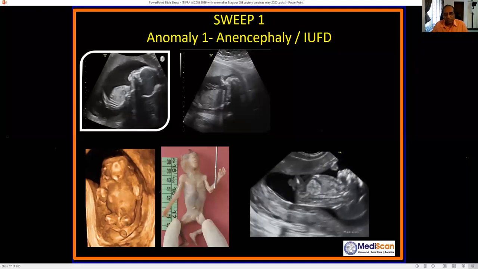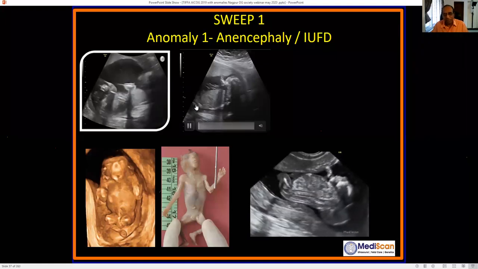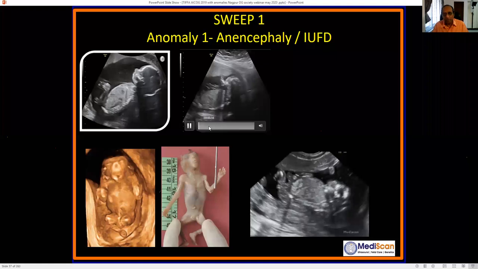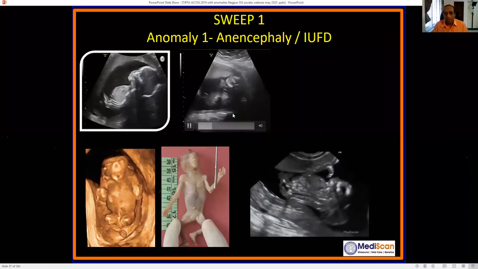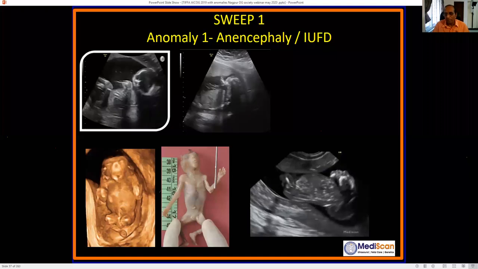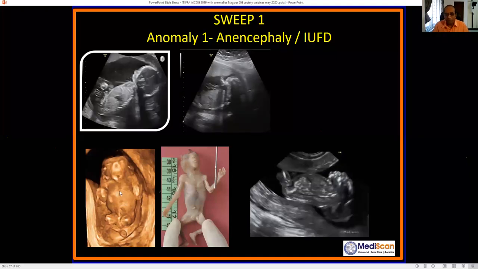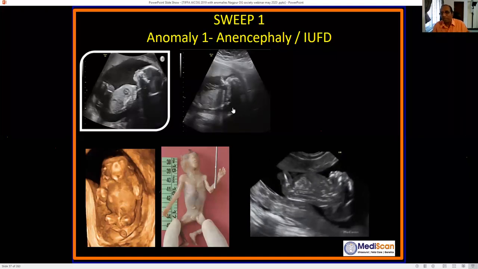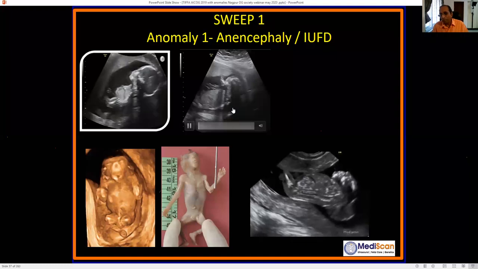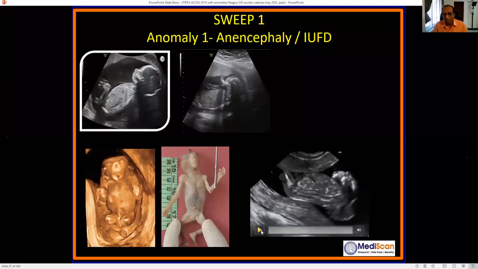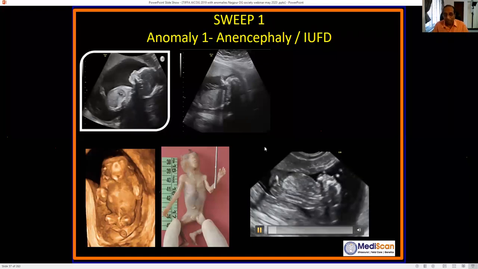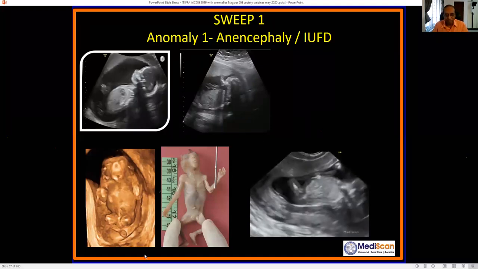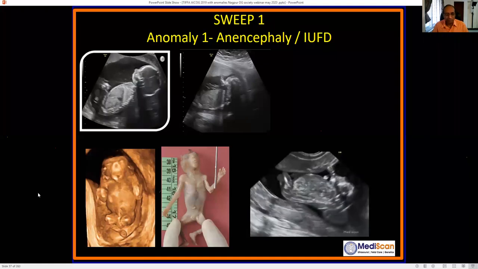In that, you will certainly be able to identify the head of the baby. And if the head is absent, then the diagnosis of anencephaly is easily made. But today, I will be very, very concerned if somebody diagnoses anencephaly in the second trimester targeted scan, because almost all anencephalies must be diagnosed in the first trimester at 11 to 14 weeks. You should not have the opportunity to see anencephaly in the second trimester.